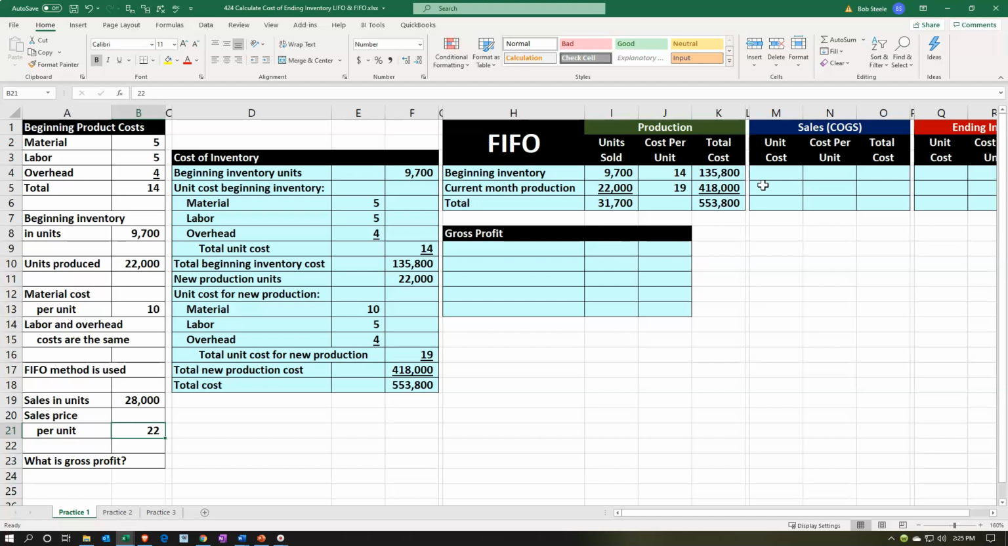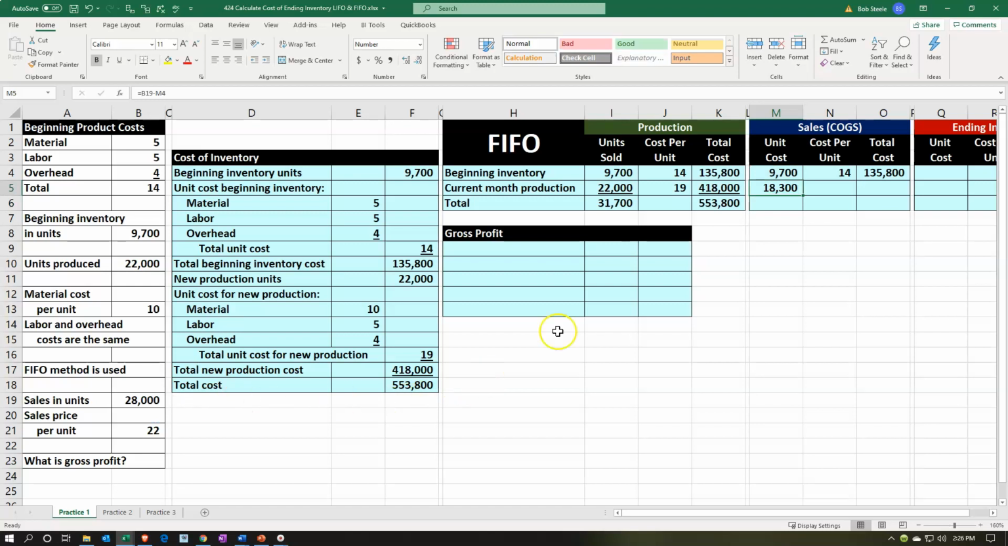So we're going to say, all right, it's a FIFO method. We sold 28,000 units. So we're going to sell these first, the old units first. Notice we have the standard scenario where prices are going up over time. So we're going to assume we sold these items first at the $14 cost, the beginning units, the 9,700 times the 14. Then the rest are going to have to come out of here, which will be the 28,000 units minus the 9,700. So this is going to be equal to the 28,000 units over here minus what we had up top.